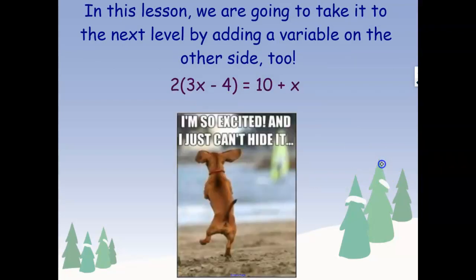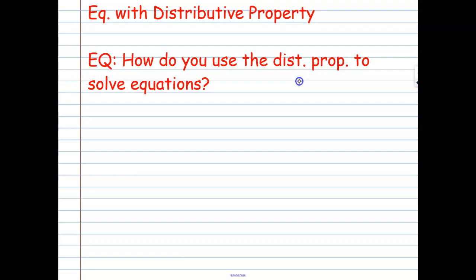So now to make it 8th grade, we're going to take it to the next level by putting a variable on the other side. Okay, go ahead and pause, add this to your table of contents. Don't forget a page number and make a new entry. So we're going to look at how we can use the distributive property to solve equations.